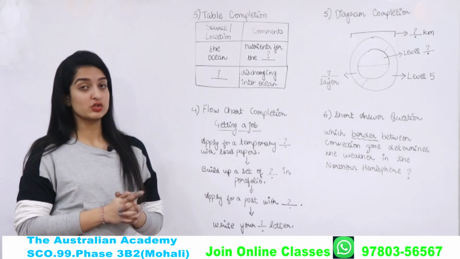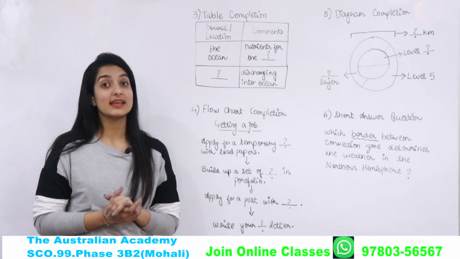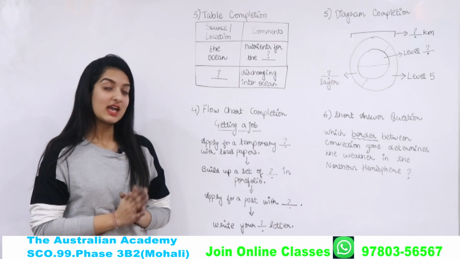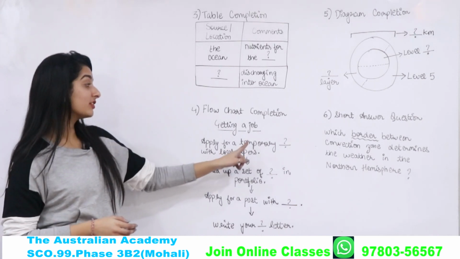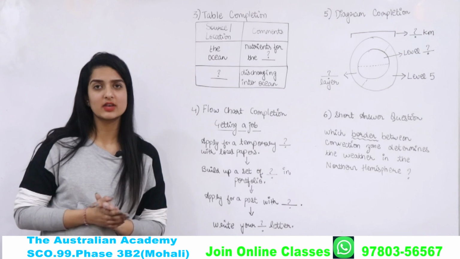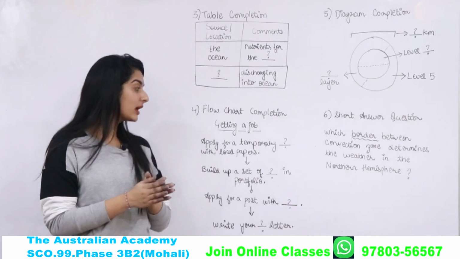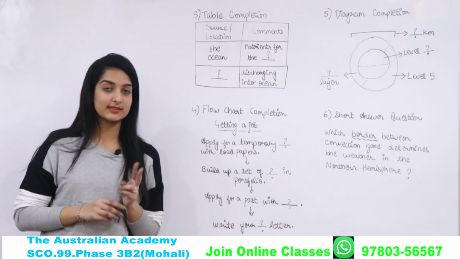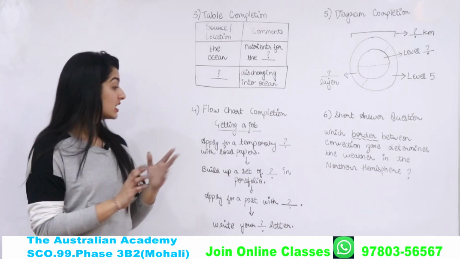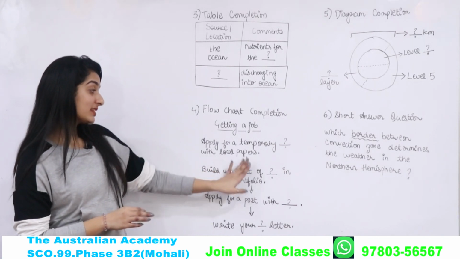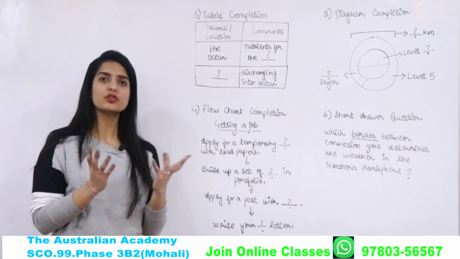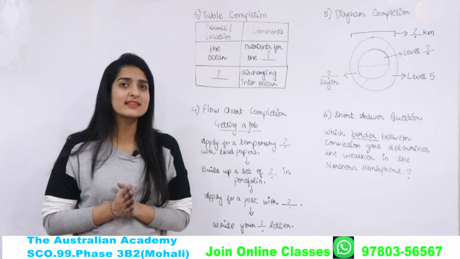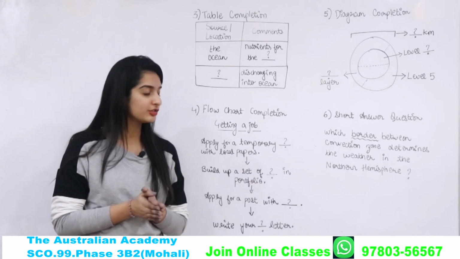Coming on to the flow chart, it is about getting a job. They have listed four steps. In step 1, you have to apply for a temporary dash with the local papers. Is it a temporary resume? Is it a temporary portfolio? I have predicted two answers, portfolio and resume. For the next step, you have to build up a set of dash in portfolios. Is this a set of achievements? Is it a set of establishments or educational qualifications? I have predicted three answers.